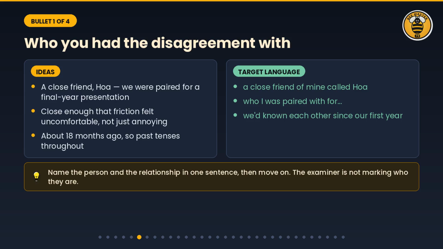Bullet 1. Who you had the disagreement with. Our candidate picks a close friend called Hoa, who she was paired with for a final year presentation about 18 months ago. Notice that the relationship is established in a single sentence, and the time frame immediately sets every verb in the past.